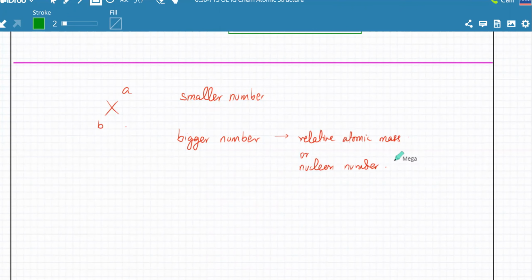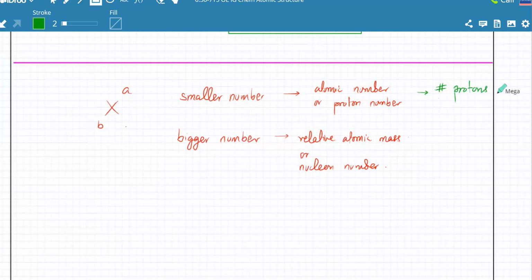So the big number is your relative atomic mass or the nucleon number, and the smaller number that you have is known as your atomic number, or it's also referred to as your proton number. So the smaller number is basically your number of protons. That's what this number tells you. It simply tells you how many protons you have.